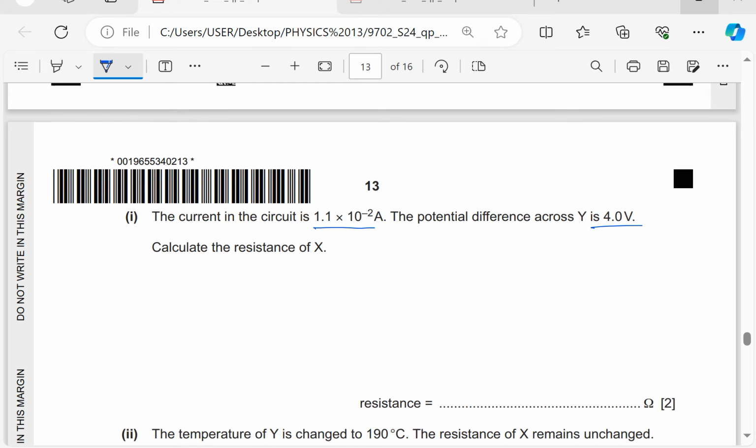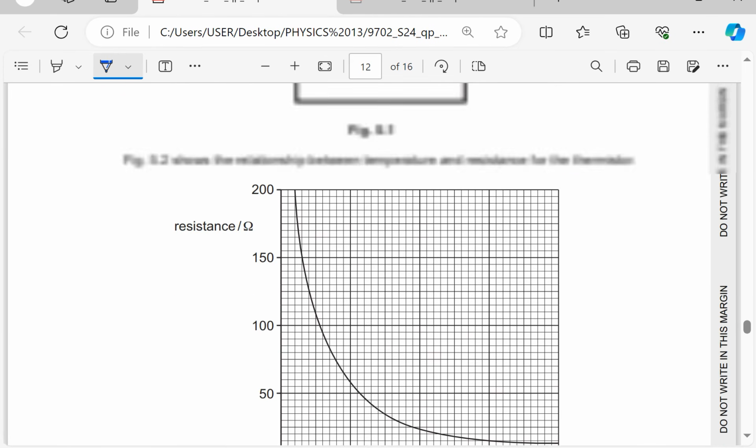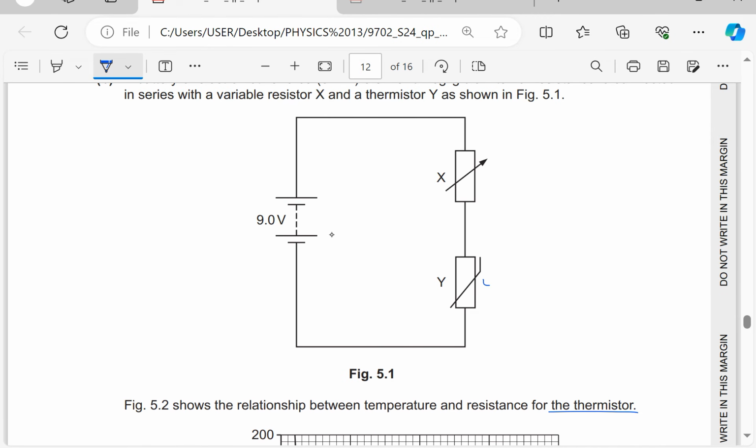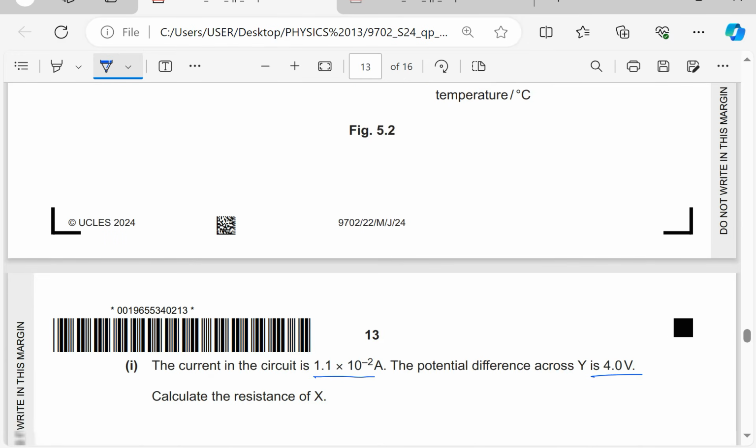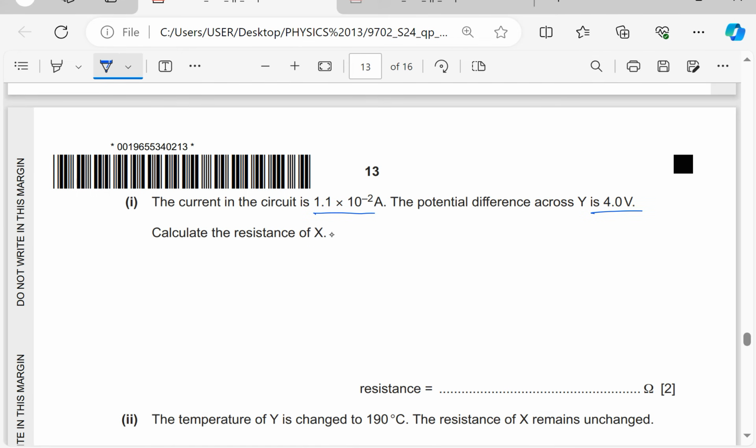So we want to find the resistance of X. Remember, the current is the same because they're in series. The PD across Y is 4 volts. Using potential dividers, if this is 4 volts, then the balance goes to X. So for X, it is going to be 9 minus 4, which is 5 volts. That is the PD across X. So I want to find the resistance of X. So first of all, I will say the PD across X is equal to 9 minus 4, which is 5 volts.